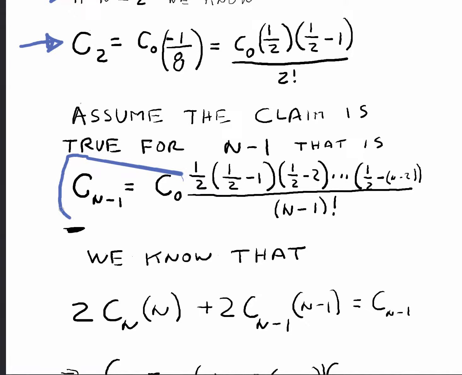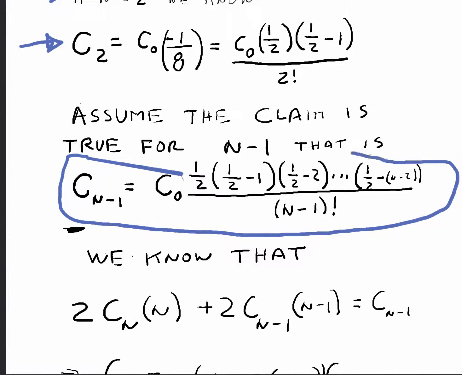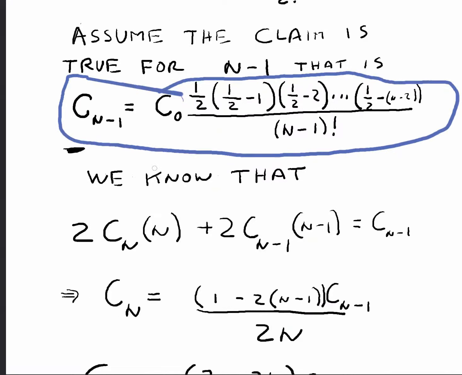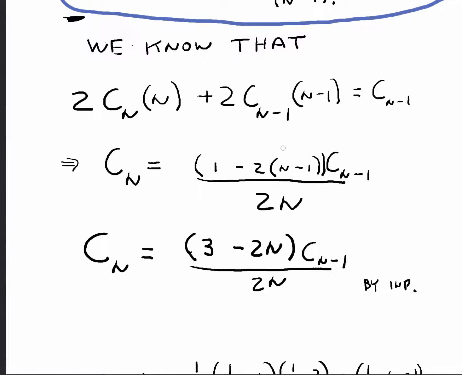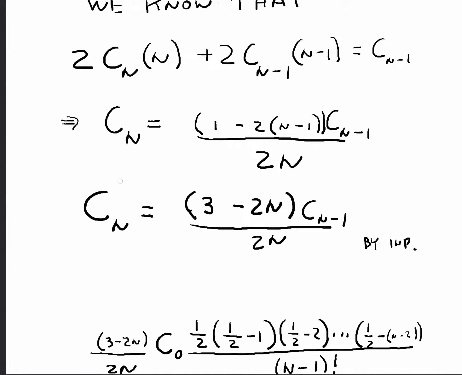Okay, so we're going to assume that this is true. In other words, C sub n is in fact equal to that. Here's how we're going to proceed with the proof. We know that 2 times C sub n times n plus 2 times C sub n minus 1 times n minus 1 is C sub n minus 1. So we solve this equation for C sub n, and just using some algebra, C sub n is in fact equal to 3 minus 2n times C sub n minus 1 divided by 2n.